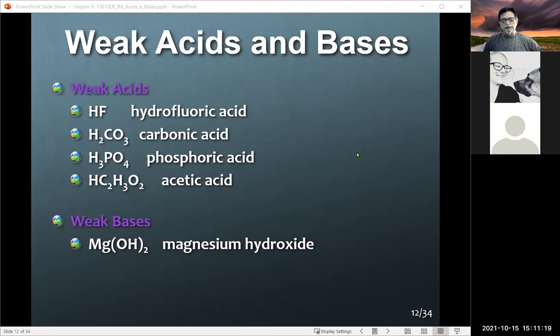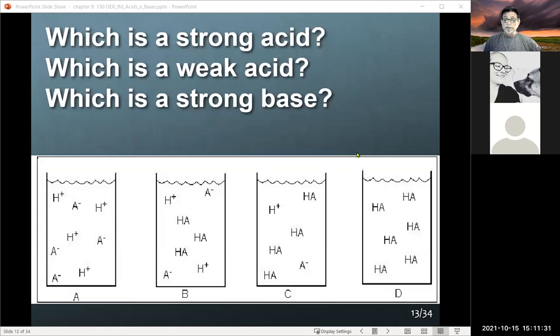And the weak base is just one of them, but there are multiple, all defined by the solubility rules. So magnesium hydroxide. And again, weak just means that they do not dissociate as much as a strong acid or strong base. Most of it is still intact.